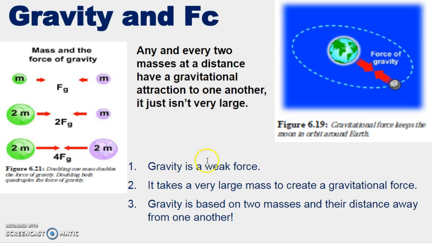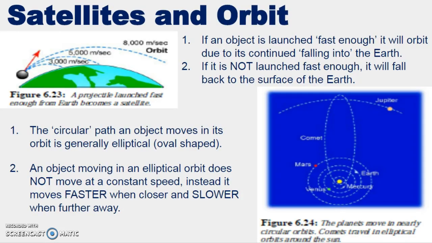So a couple things we need to make sure we realize. Gravity is a very, very weak force. It takes a very large mass to create a gravitational force. You're not massive enough to create this large gravitational force. And gravity is based on 2 masses and their distance away from one another. Therefore the Earth and the Moon can generate this gravitational force over a distance. It's not like you are not generating this gravitational field. You are. It's just the relationship between you and the Earth. The Earth is much more massive, therefore you will feel that one significantly more.